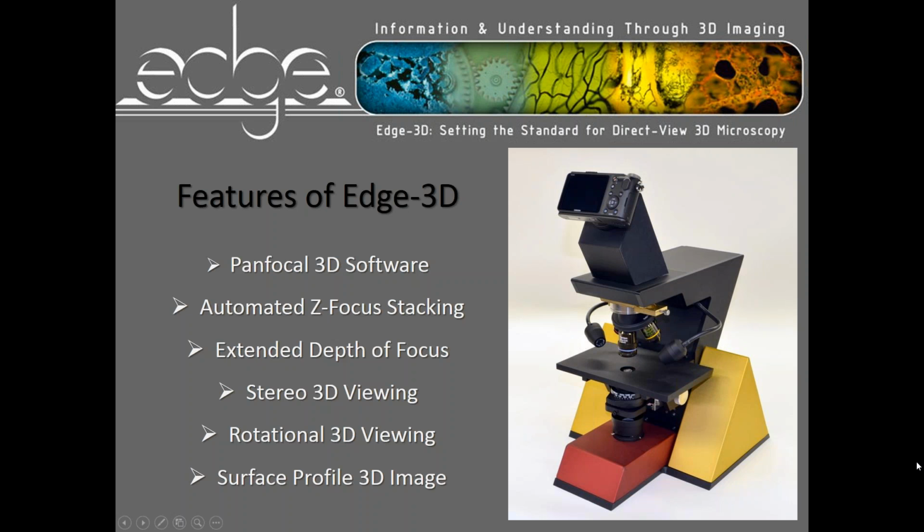The features of the three-dimensional Edge microscope are: it comes with the panfocal 3D software as well as a 3D computer that allows you to see the 3D with active glasses. It includes automated Z-focus stacking, which gives you extended depth of focus. And then you can view the images in 6 different forms of stereo 3D viewing. One is stereo 3D viewing, rotational 3D viewing, surface profiling, and other forms of 3D viewing.